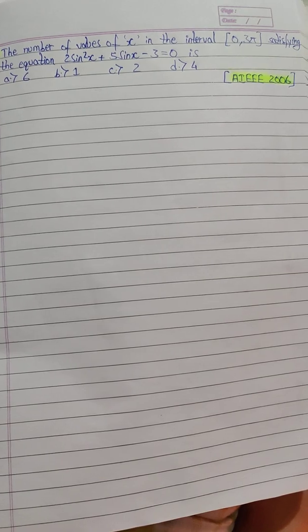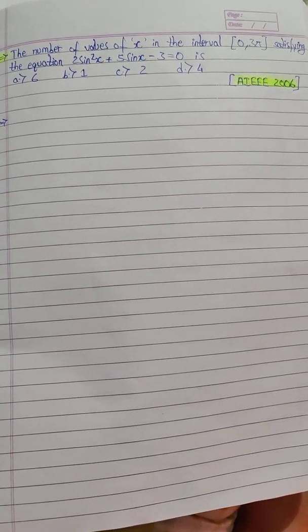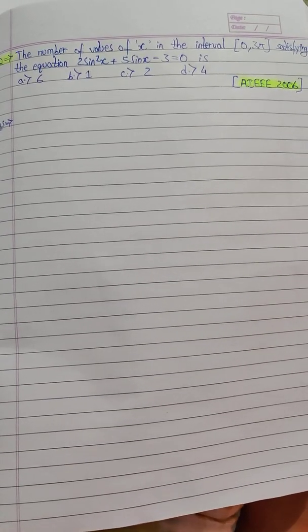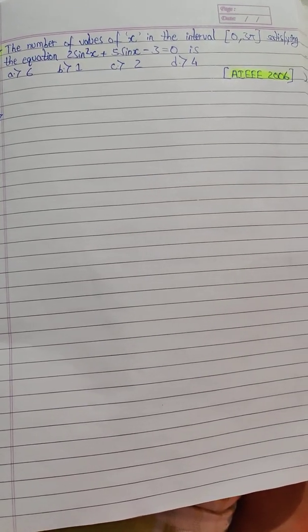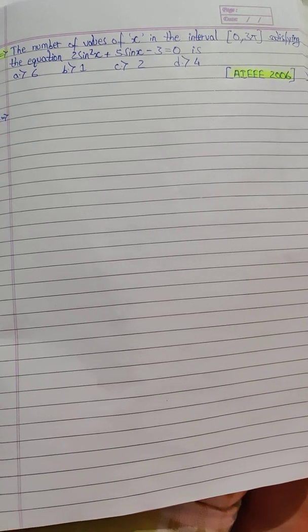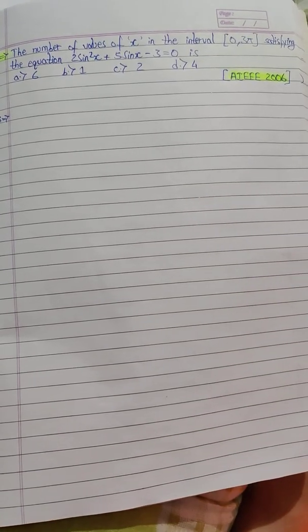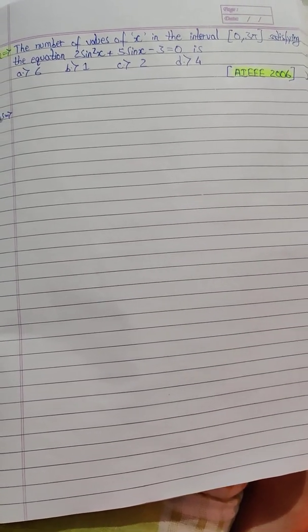Hello students, we have a question. The number of values of x in the interval [0, 3π) satisfying the equation 2 sin²x + 5 sin x − 3 = 0 is. We have four options: 6, 1, 2, 4. This is a question of AIEEE 2006.